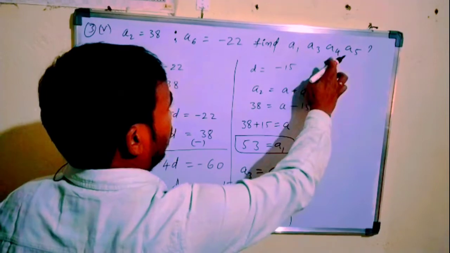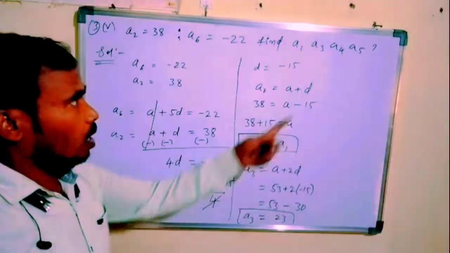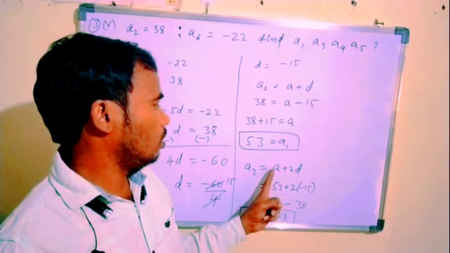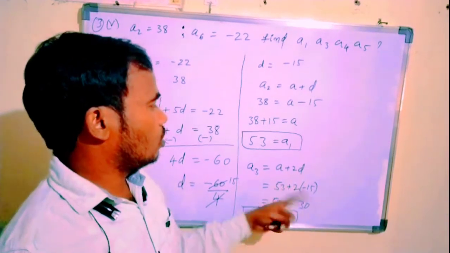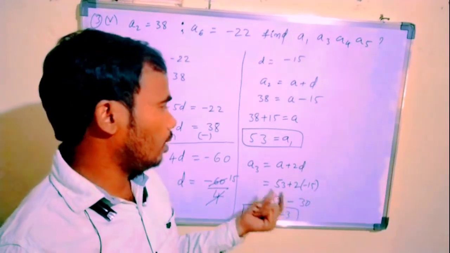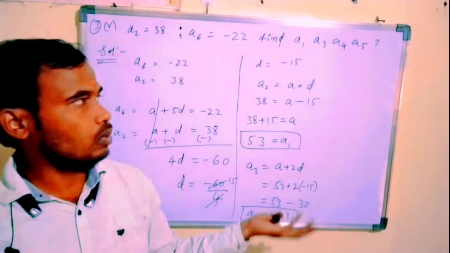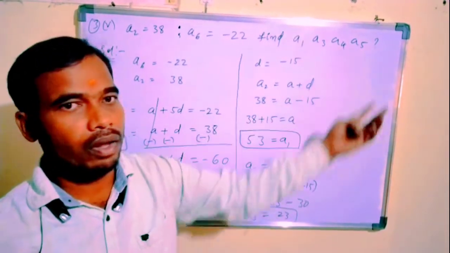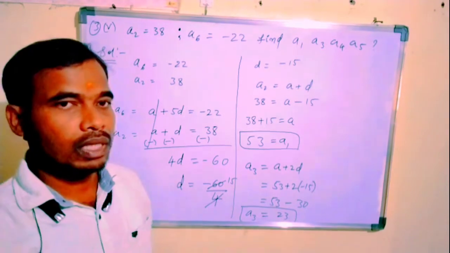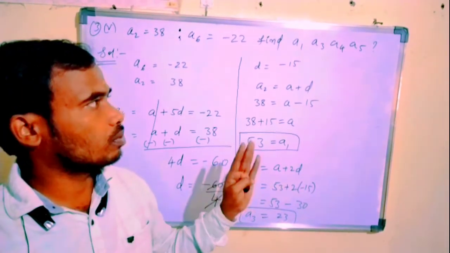So the remaining a4 and a5 are also the same as it is. a4 is a plus 3d, so substitute. a5 means a plus 4d. So substitute the a value and d value, and you will get the a4 value and a5 value. So like that you can use and substitute that way.